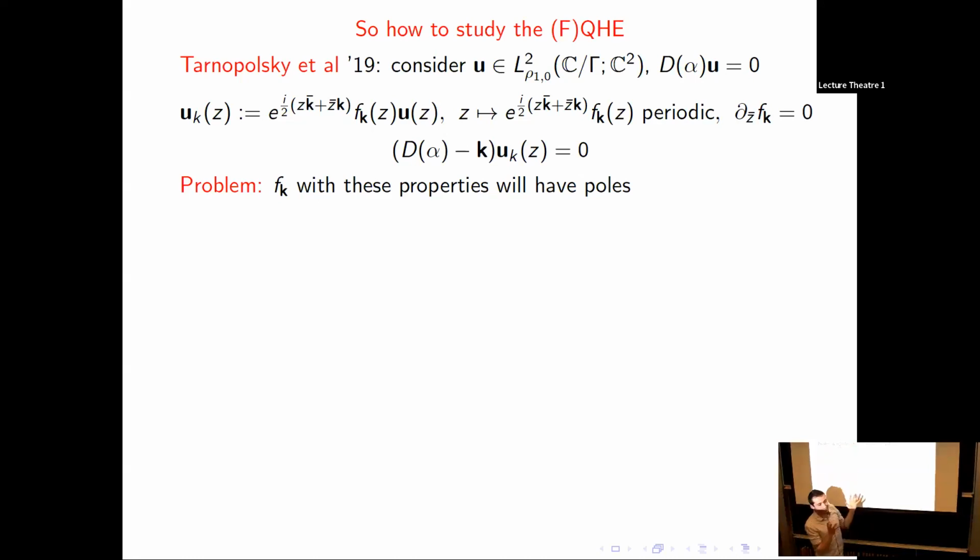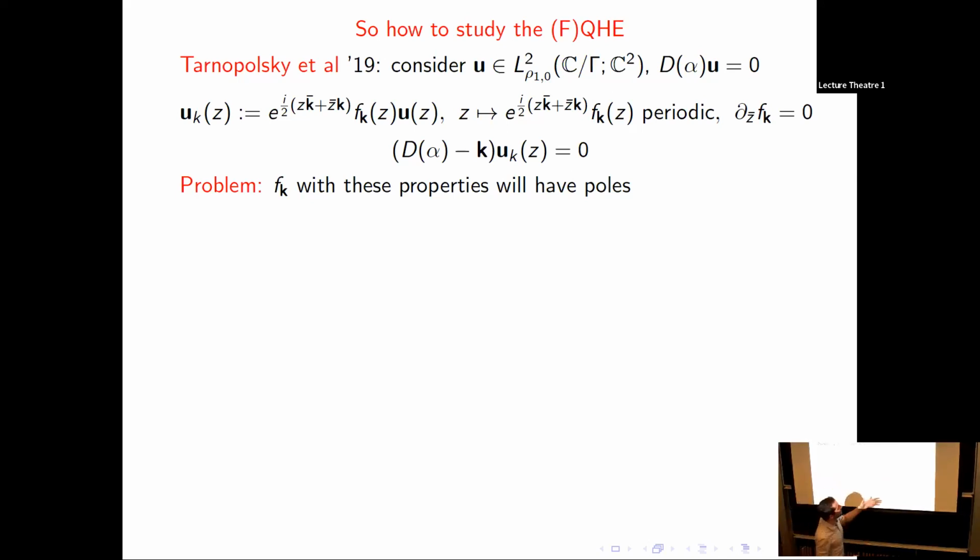It is my correction factor now. Let's say I don't want it to destroy the fact that I have a solution. And that means it has to not see the dz bar derivative. So it means that it's analytic. But the functions that are periodic and analytic are quite boring functions, so it will not help me to just take constant functions.